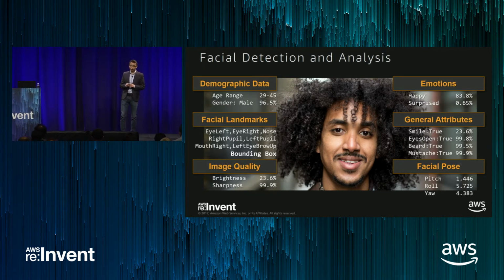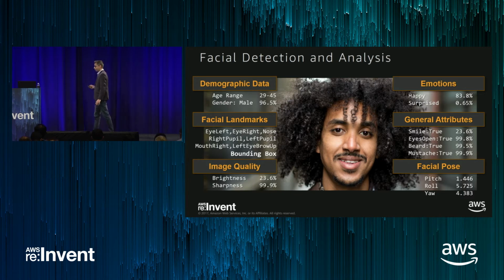The last two are pose and quality. So the pose is, as you would imagine, it takes the pitch, roll, and yaw of the face. So you could figure out if somebody is looking straight, or if the head is tilted down, sideways, different axes. And the quality, as it suggests, it can tell you whether the image is blurred or not. So you would want to look for a sharp image, or something which has good brightness.